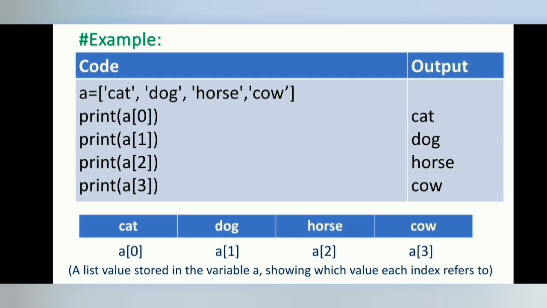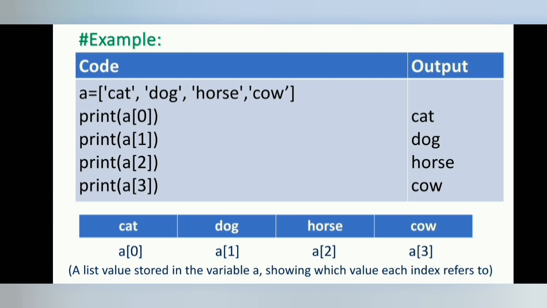Example. In this example, a list containing 4 items, cat, dog, horse, cow, is assigned to the variable a. We can access an item in the list by specifying its index within square brackets. Because the index begins at 0, the Python code a[0] would evaluate to cat and a[1] would evaluate to dog and so on. The first print statement a[0] will display the first item in the list, that is cat.